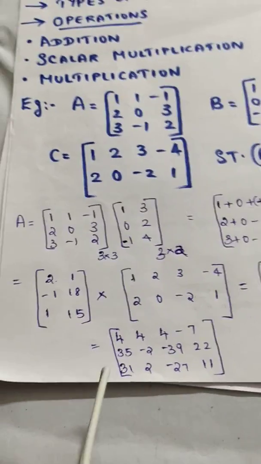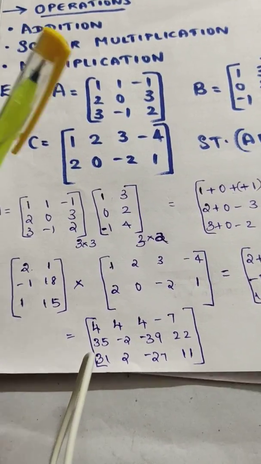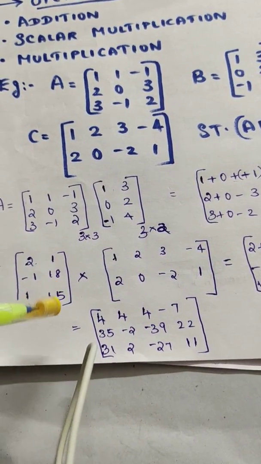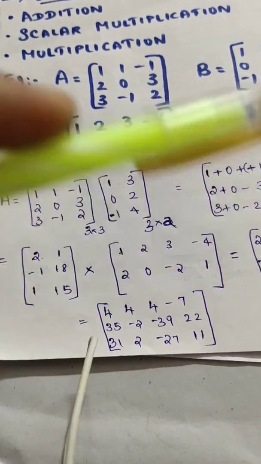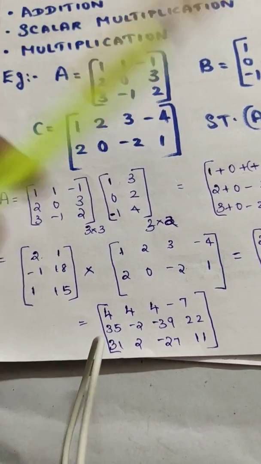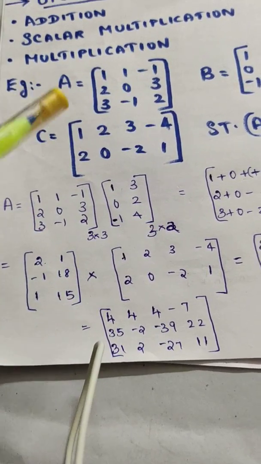So the condition is number of columns in first matrix should be equal to number of rows in the second matrix. Here you can see 2 columns are there in first matrix and 2 rows are there in second matrix. So matrix multiplication is defined. Now let us do matrix multiplication of AB into C.